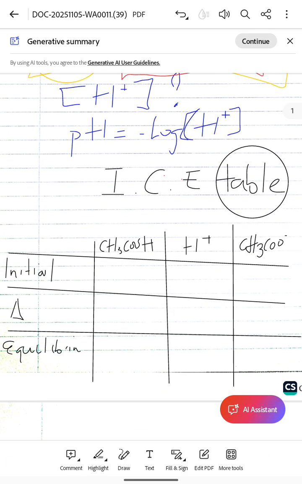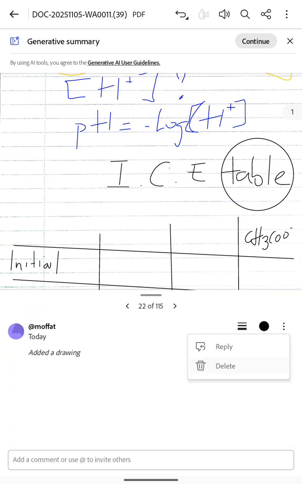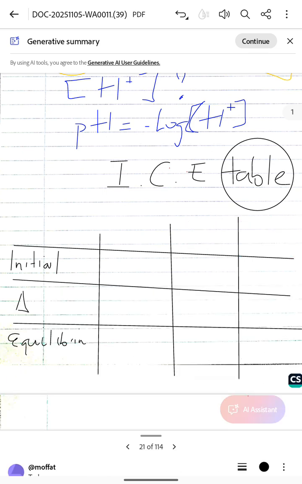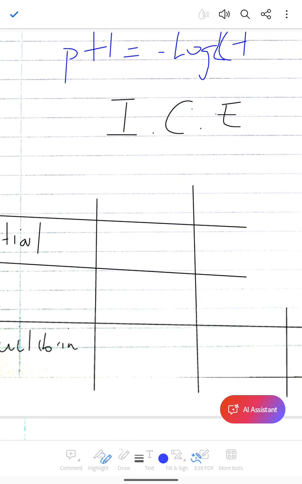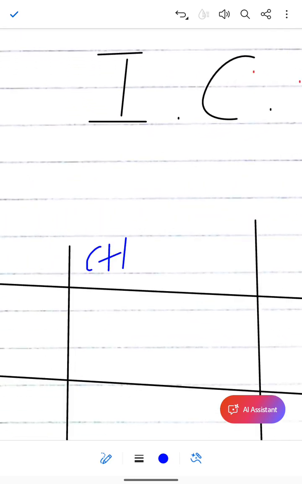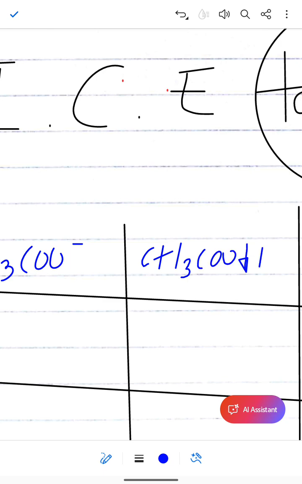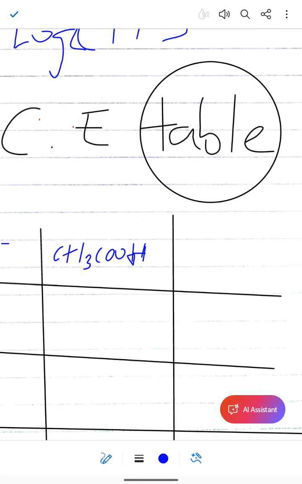So yeah, like I was saying, I need to write down the ICE table for when the acetate ion hydrolyzes in water. So let me write it here. So that means here is the acetate ion itself, then acetic acid, then the hydroxide.